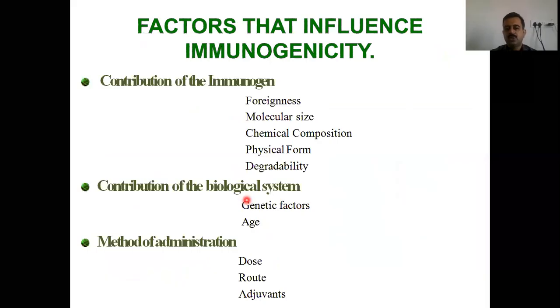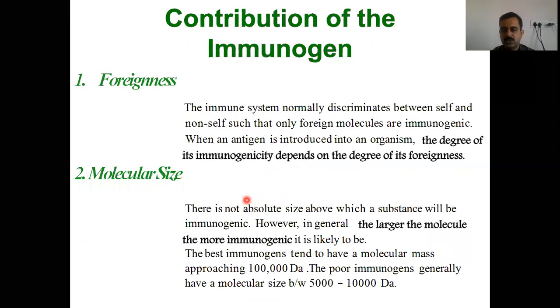Immunogenicity, contribution to immunogens. Now, what are the properties of immunogenicity? Why is an antigen said to be an immunogen? It should have foreignness, molecular size, chemical composition, physical form, and degradability. See here. First is foreignness.